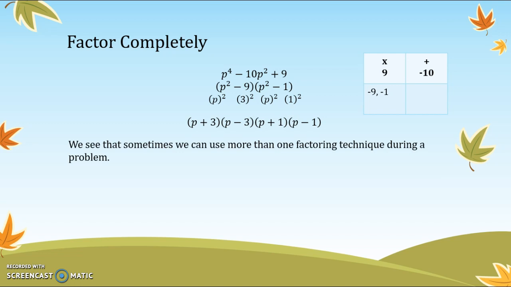So we see that sometimes we can use more than one factoring technique during a problem when we're trying to factor completely, always trying to look for one step further if possible. Now, it's not always possible to go one step further, so don't try to force additional factoring techniques when they're not there. And remember, we can always multiply, distribute to check our work to make sure that we factored correctly. Now that we know how to factor using all of our techniques, next time we'll chat about solving using factoring.